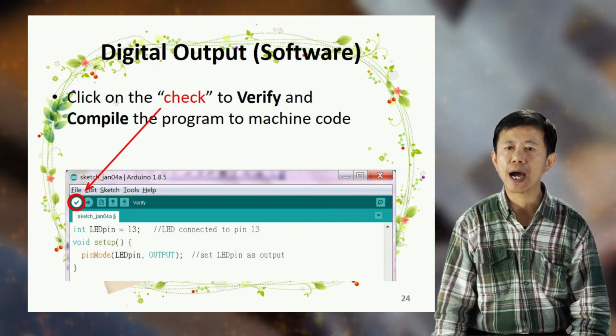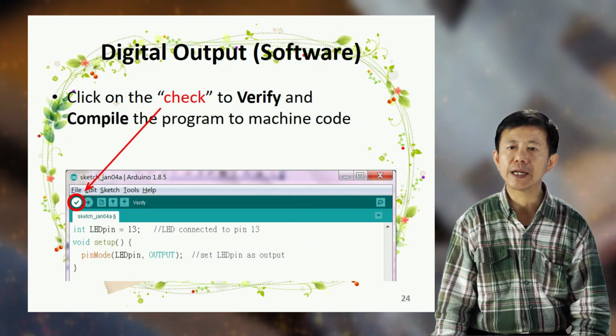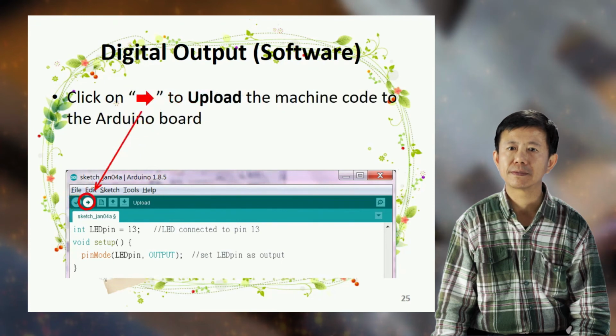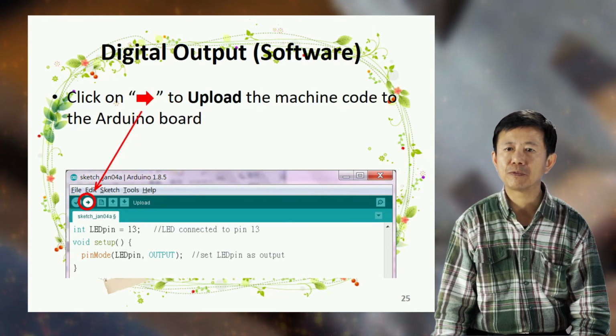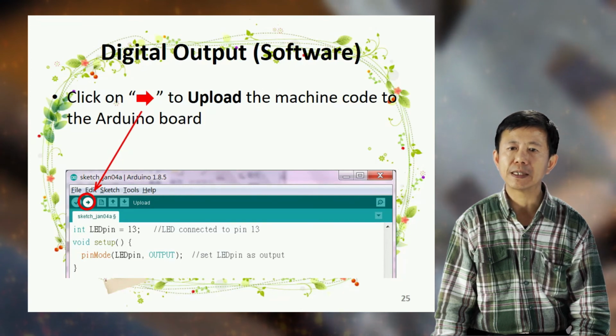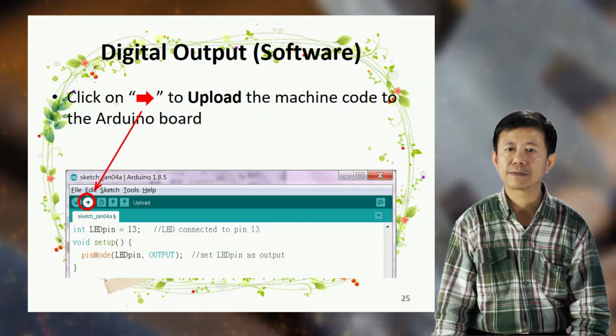It's better to try to see if it works. Click on the check button to verify and compile the program to machine code. After successful compilation, click on the rightward arrow button next to the check button to upload the machine code to the Arduino board. Congratulations, you set it to work successfully.